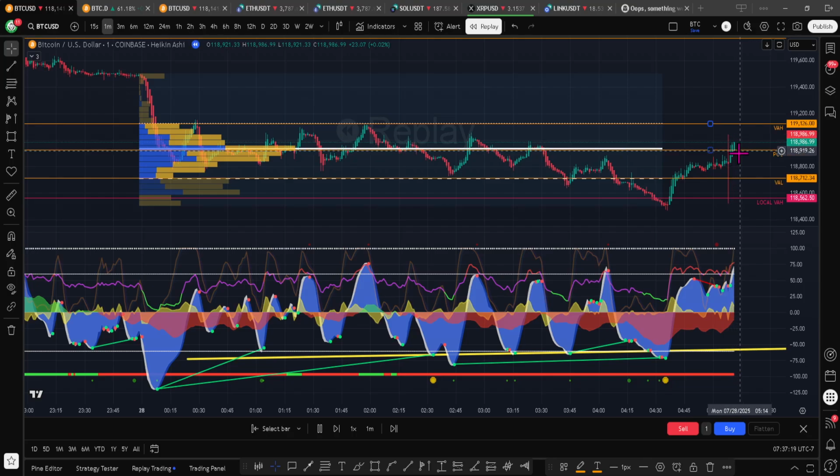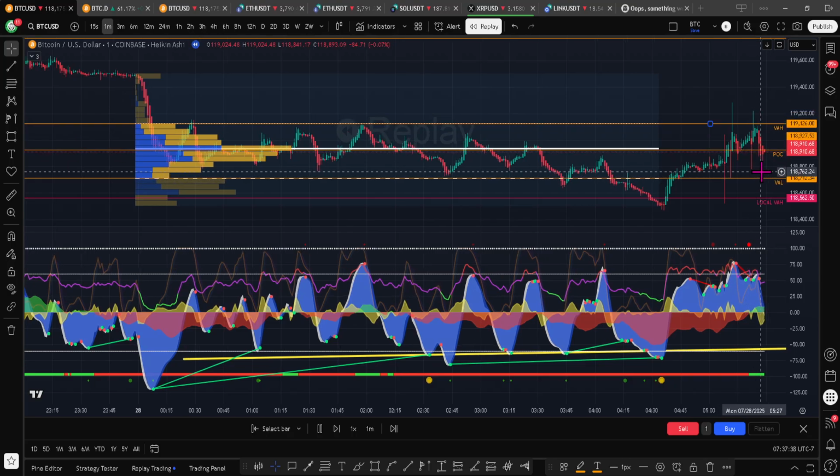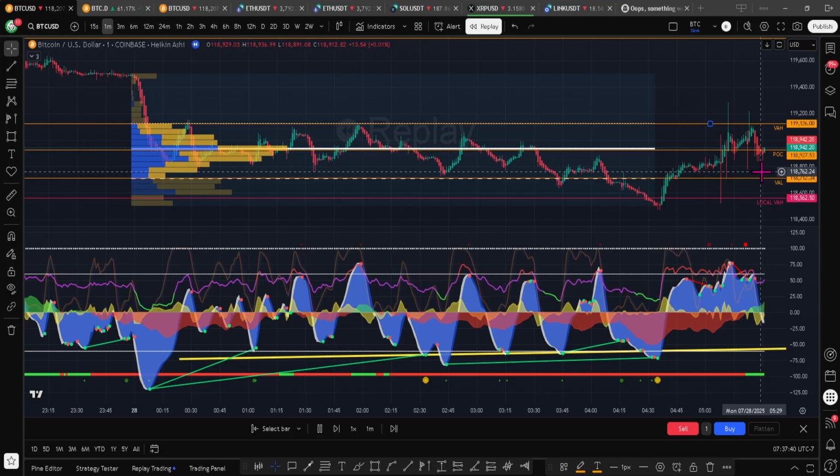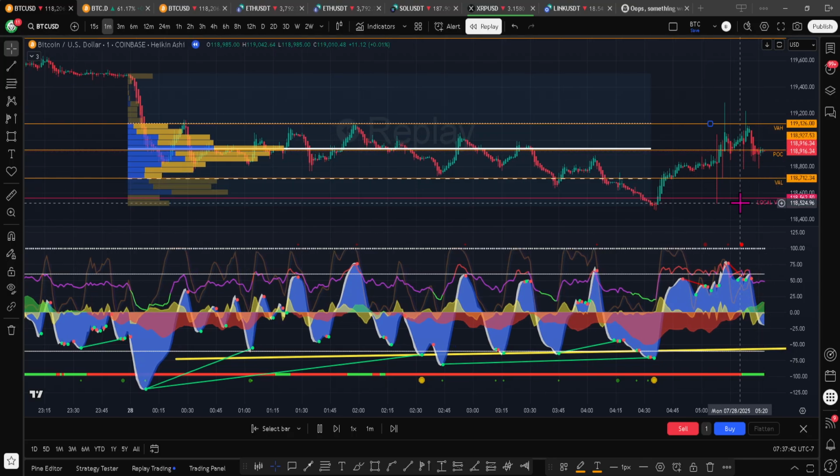Boom, we already set the order, so we got out on this level. And then the third level came in, 119,120. Now we're 75% out of the position. We bring up our stop loss even up to the point of control or value area low to guarantee ourselves a profit, even if that 25% comes all the way back down.